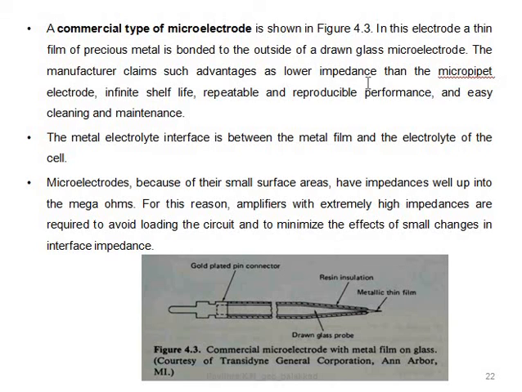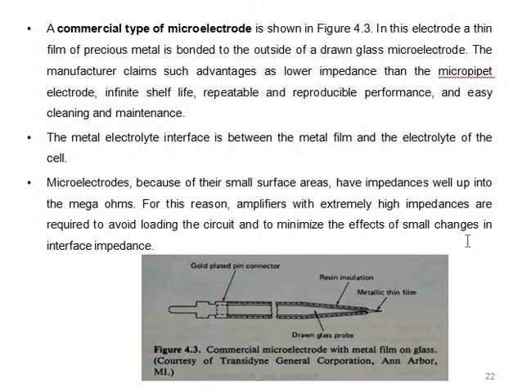So in this type of electrode, you can see there is a gold plated pin connector here, and there is an insulator and a metallic thin film. Up to this portion it is insulated, and there is a glass probe also, and this is the metallic thin film. This is inserted to the position from where the measurements are to be taken. So the metal electrolyte interface is between the metal film and the electrolyte of the cell. Electrolyte is the body fluid.